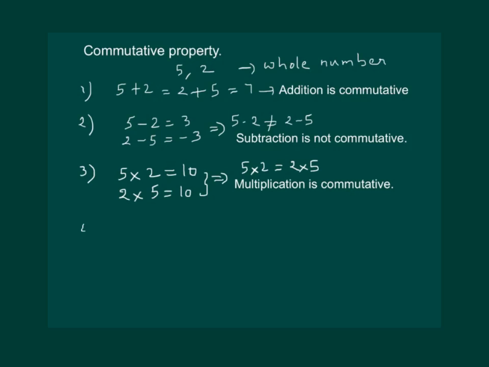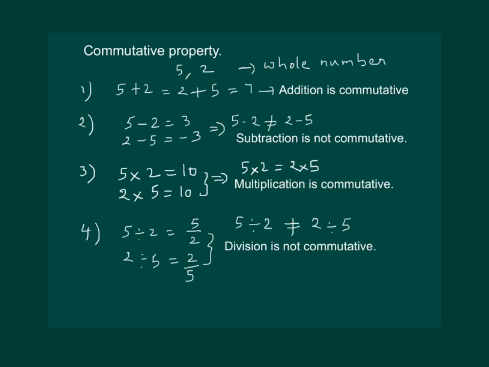Let us check for division. 5 divided by 2 will give us 5 by 2 and 2 divided by 5 will give us 2 by 5. Clearly, 5 divided by 2 is not equal to 2 divided by 5. Hence we can say division is not commutative.